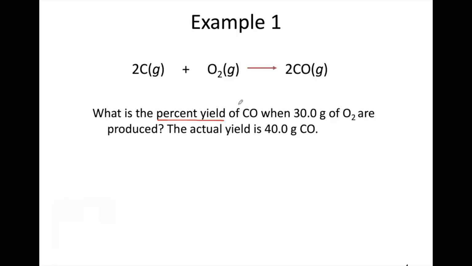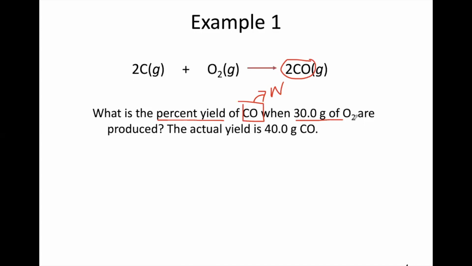It's asking for the percent yield of CO. So this is going to be our wanted. We want to know the percent of CO, and then circle it in your equation. That way you can get really familiar with it and know what it's asking you. When 30 grams of O2 are produced.